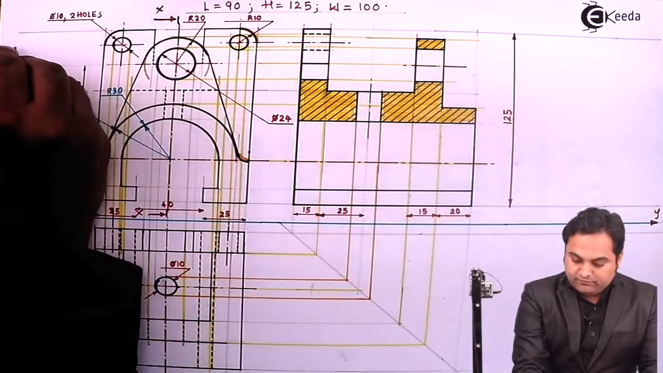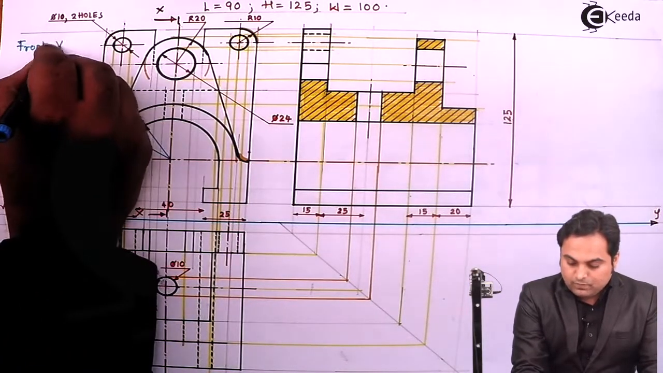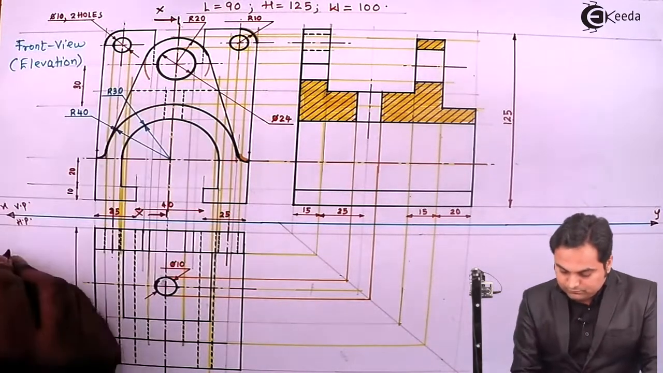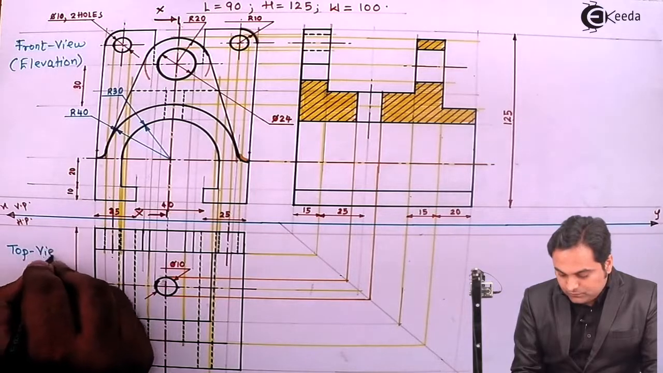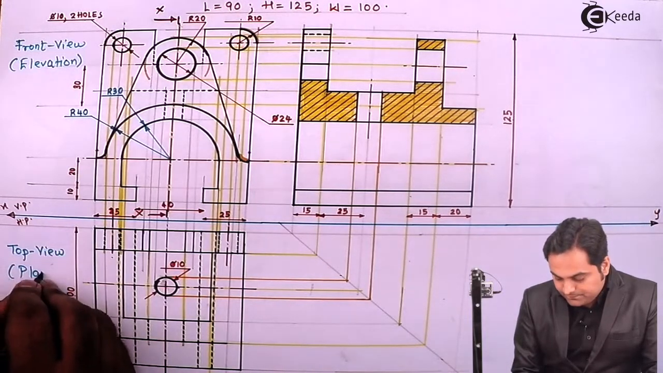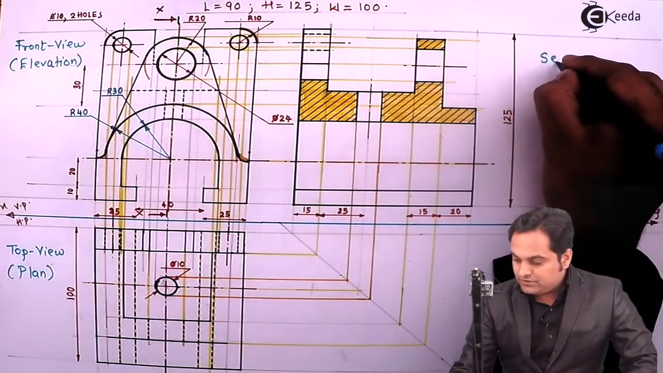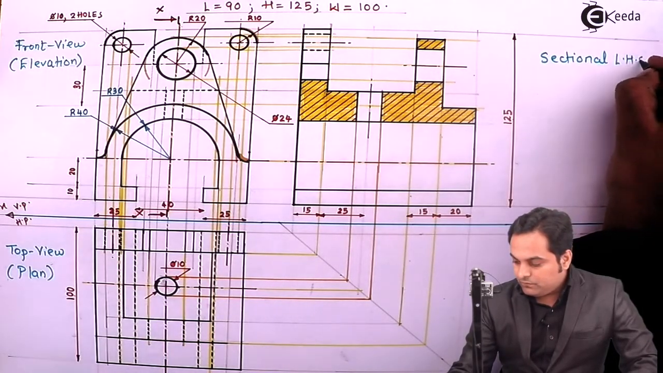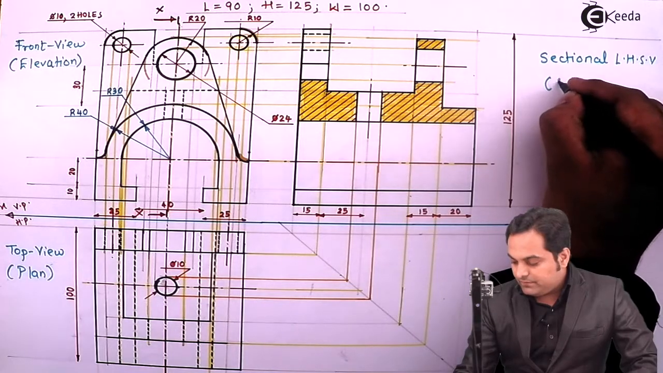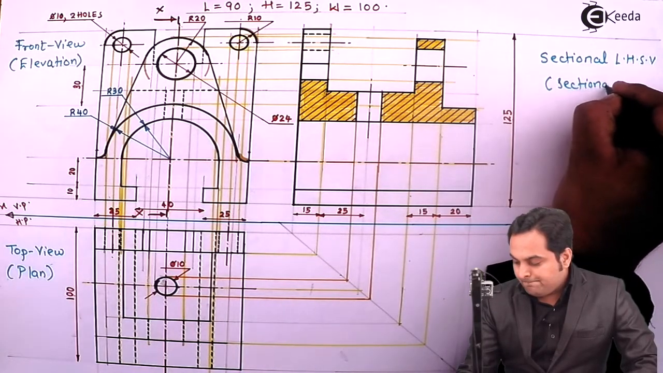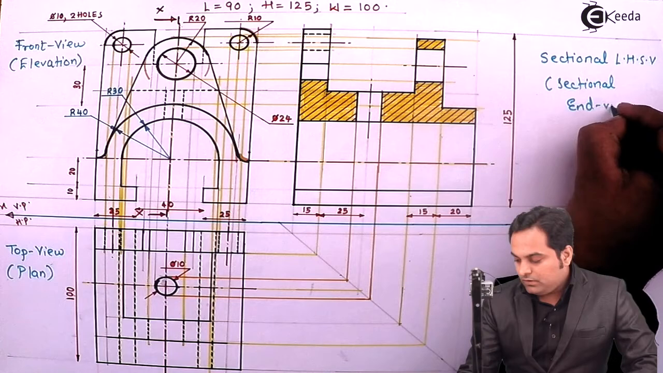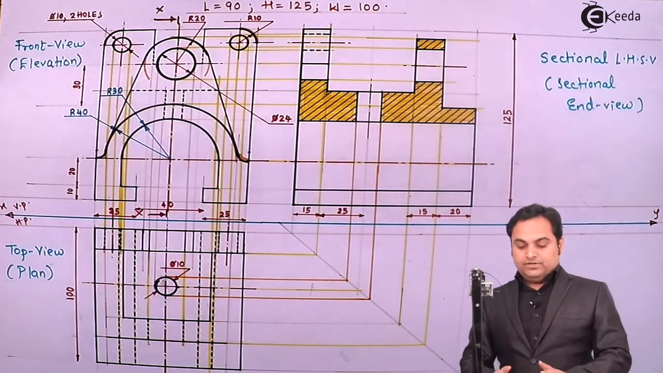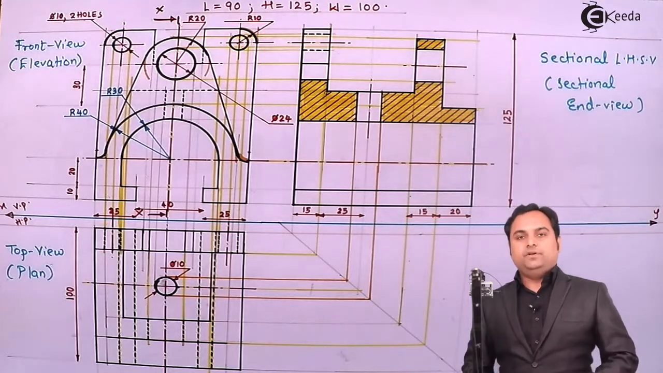So here we have the front view, also called as elevation, the top view called as plan, and sectional left hand side view, also called as sectional end view. And once I have completed all these three diagrams, with this the problem gets completed.